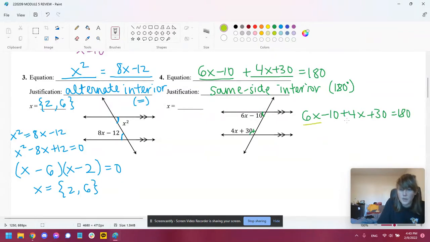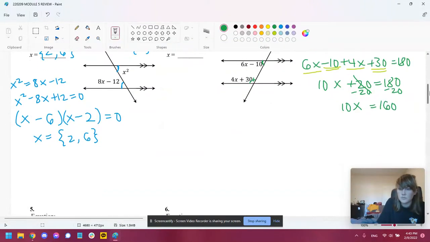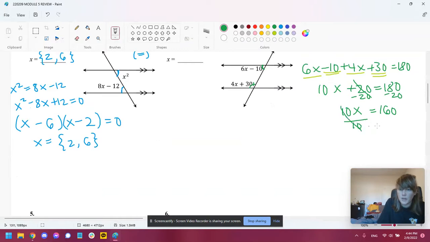I'm going to add up my x's. I'm going to add up my numbers. Negative 10 plus 30 is positive 20. Then I'm going to subtract 20 on both sides. Then I'm going to divide by 10 on both sides.